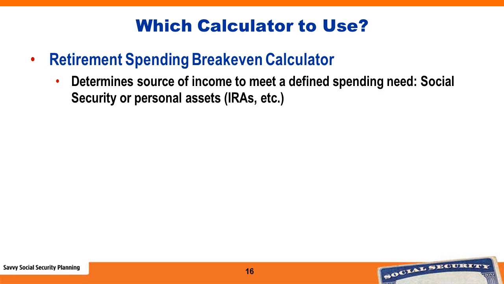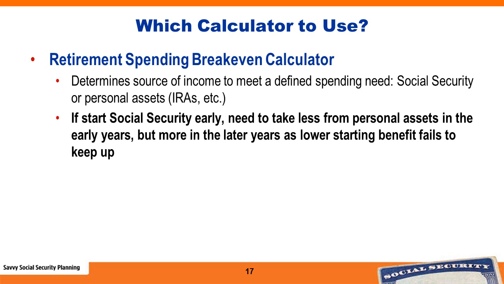Let's say the client is 62, retired, and needs $6,000 a month or $72,000 per year to live on. Should he start Social Security now, or should he delay to age 70, even if it means drawing more from personal assets to meet the spending need? The Retirement Spending Calculator shows that if he starts Social Security early, he'll need to take less from personal assets in the early years, but more in the later years as the lower starting benefit fails to keep up.